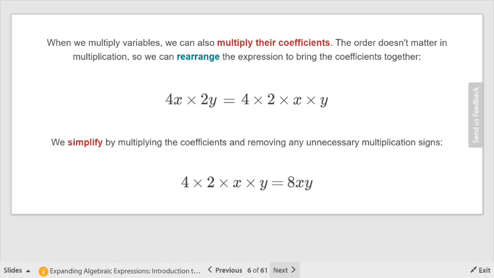So if you look at this one, 4x times 2y, I can multiply the 4 and the 2, right? 4 times 2 gives me 8. But can you multiply an x and a y together? Well, I can't really multiply them together, but I can just put them side by side.